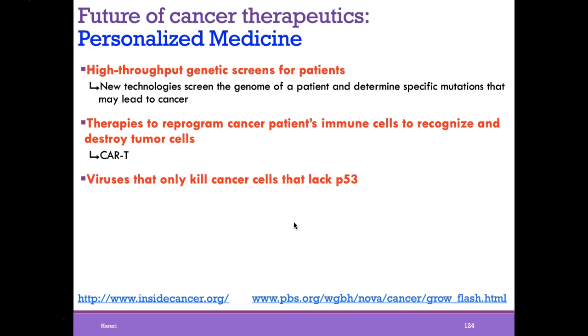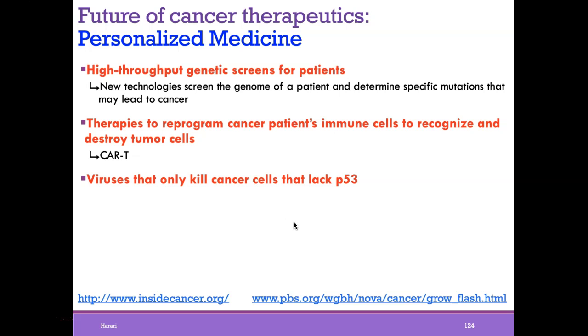One final technology that's being worked on, or not one final, so there are many, many things. One final one I'll mention is the use of viruses that only kill cancer cells. So this is a really interesting thing. You can infect the patient with a virus, but this virus only attacks cancer cells because they don't have p53.